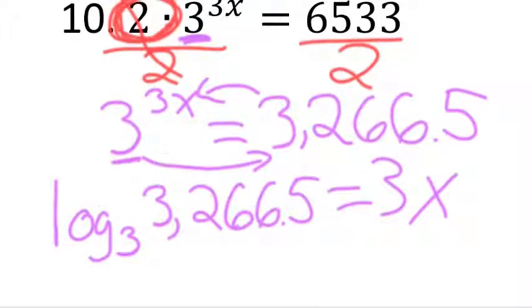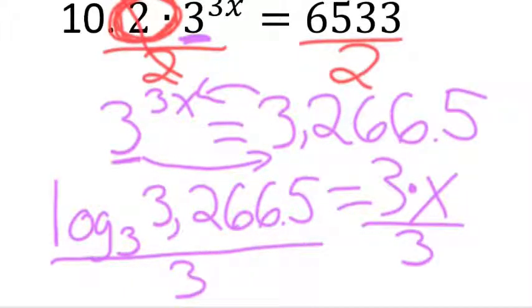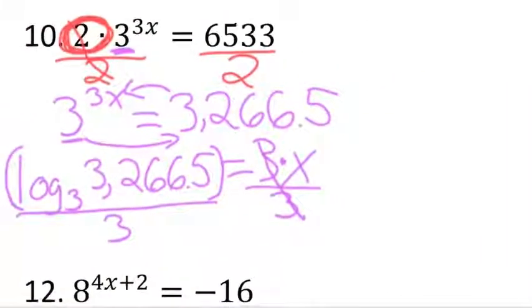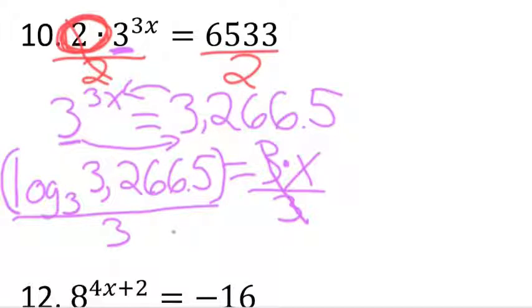Now, kind of like number 9, x is still not by itself, so we're not done. We've got to get rid of that multiplication and that 3. Multiplication's in between, so we're going to divide by 3, divide by 3. Again, we want to put parentheses around our numerator so our Desmos or our calculator is not confused about what we want it to calculate. So we're going to put this in Desmos.